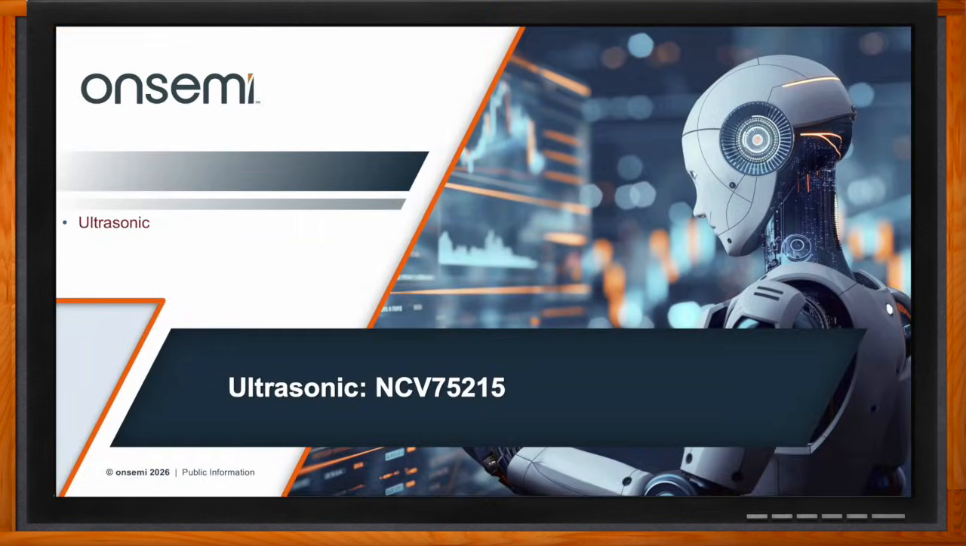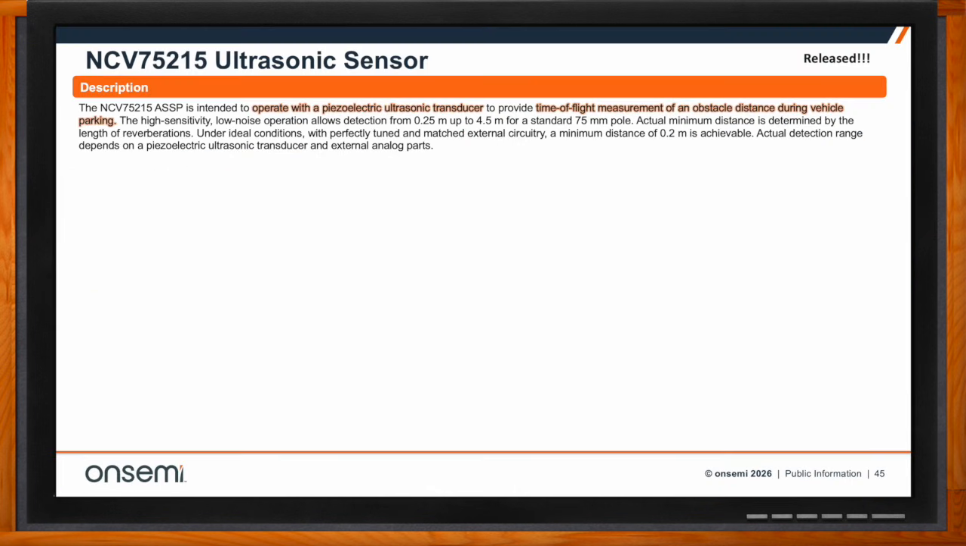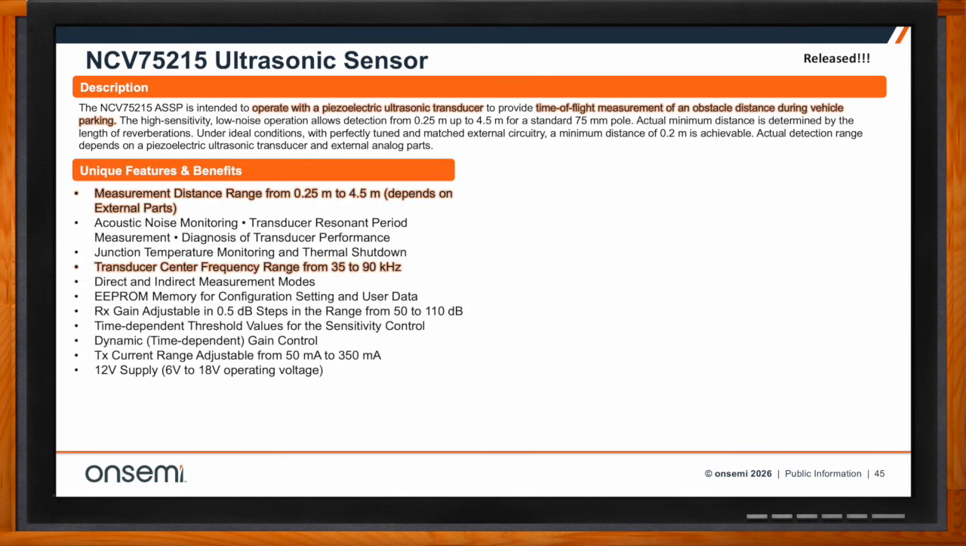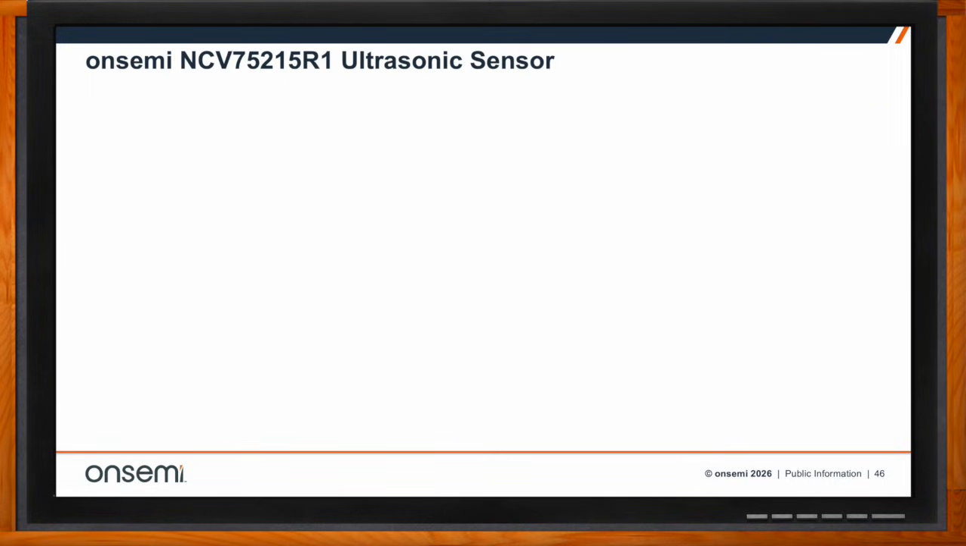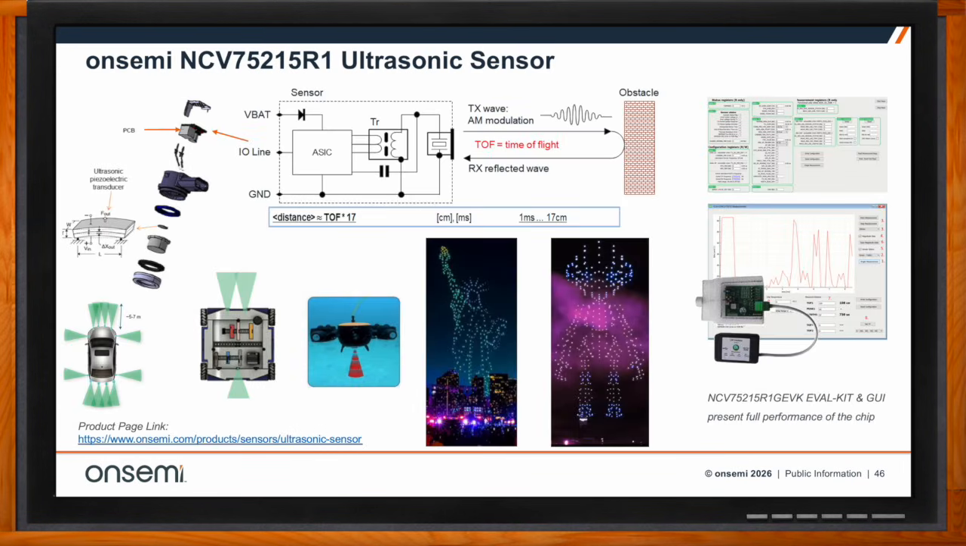Yeah, we have the NCV 75215. It's an ultrasonic sensor. It was designed for automotive park assist, but it can definitely apply and be used in drones. And this particular device, the measurement distance range is from 0.25 meters to 4.5 meters, depending on external parts. And the transducer center frequency range is from 35 to 90 kilohertz. And so in the next slide, you can see how it sits inside of a module.